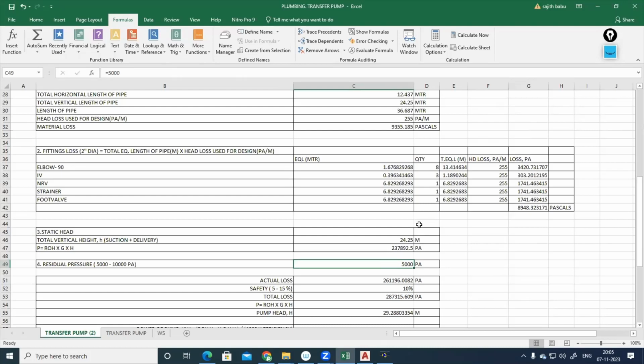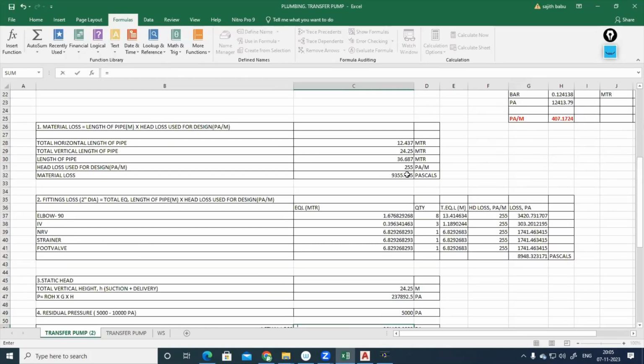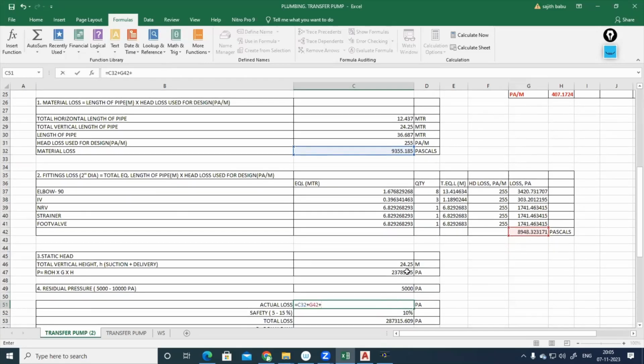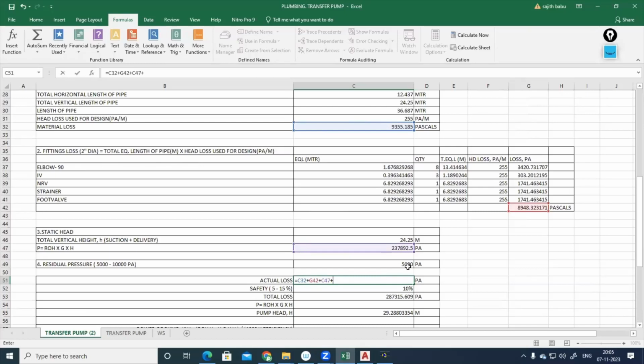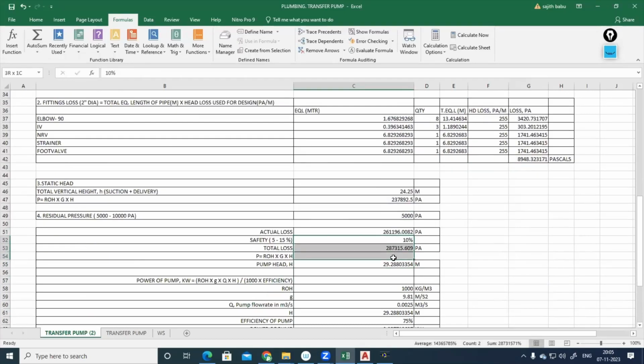Okay. So we have considered all the four losses. Now you can calculate actual loss. Your actual loss will be your material loss plus fittings loss plus static plus residual. Correct. So how much can it come? That will be this much.